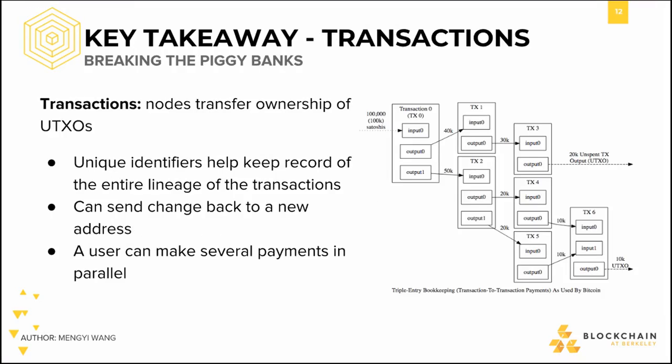Bitcoin doesn't have the account balance model that banks have. Instead, users spend outputs from previous transactions. These specific outputs are called unspent transaction outputs, or UTXO. The total value of Bitcoins you have is the sum of all of your UTXOs. And these UTXOs are uniquely identifiable.